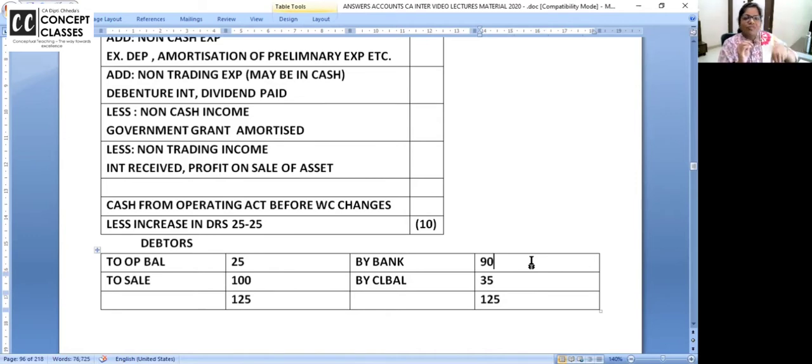In the net profit, the sales effect is already there, 100. And I'm saying increase in debtors is 10. Got it? So increase in debtors means more money is blocked. 10 more rupees is blocked, it is an outflow. So you have to deduct less, after getting the working capital changes, this is deducted.